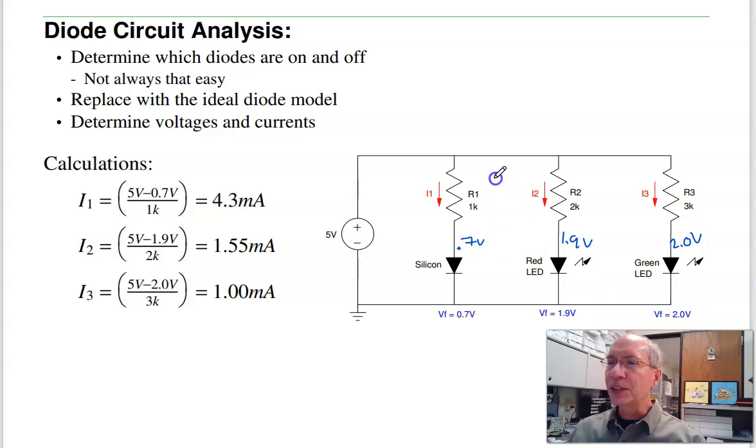I can now find the current. This is 5 volts. The current through the silicon diode is 5 minus 0.7 over 1K, 4.3 milliamps. Through the red LED, 5 minus 1.9 over 2K, 1.5 milliamps. And the green LED, 5 minus 2 over 3K, 1 milliamp.